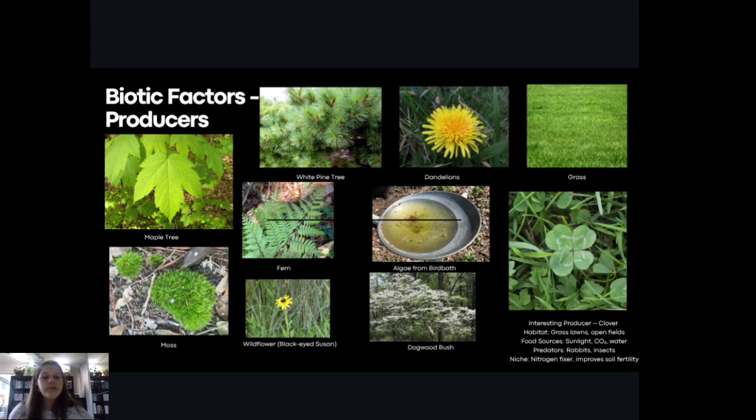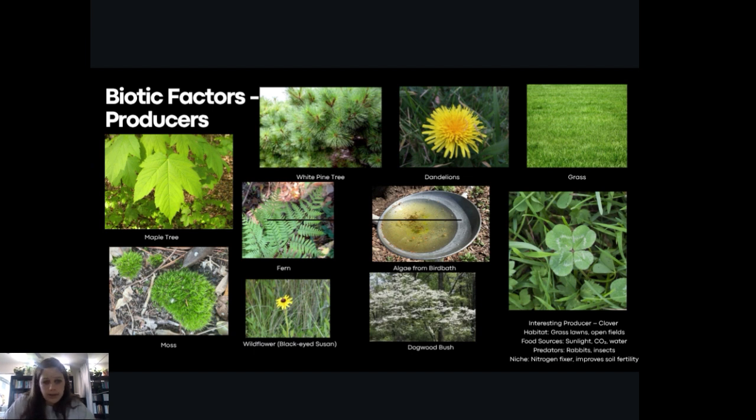Producers. Producers are plants that use sunlight to create energy through photosynthesis. They form the base of the food web. In this ecosystem, producers include maple trees, moss, white pine trees, dandelions, grass, fern, wildflowers like black-eyed Susan, algae from my bird bath, a dogwood bush, and the most interesting is clover.